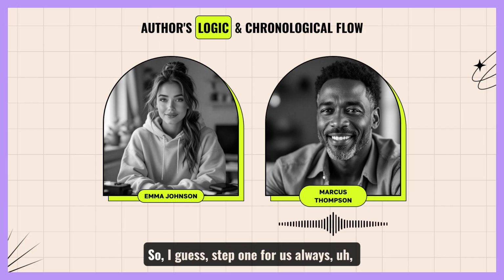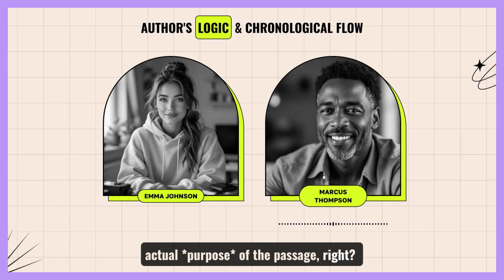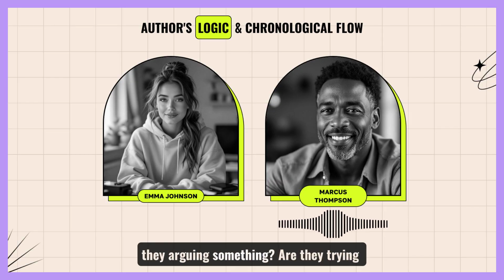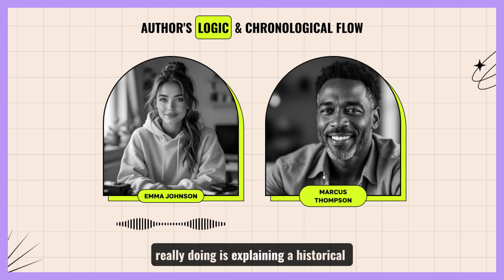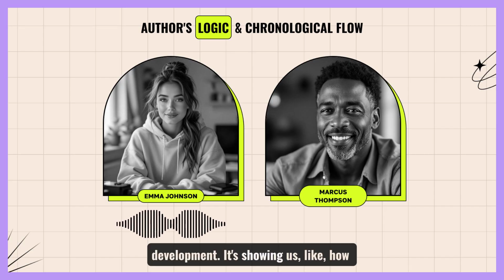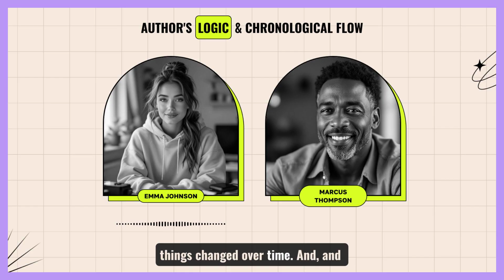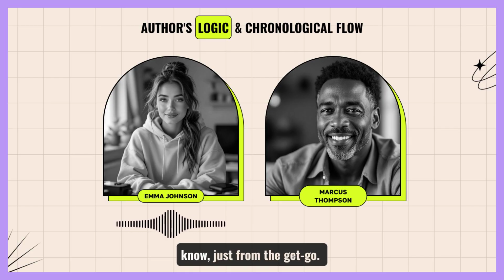Totally. So I guess step one for us always, it's got to be understanding the actual purpose of the passage, right? Like before we even touch the questions, we always ask, what is the author doing here? Are they arguing something? Are they trying to persuade us? Exactly. And this text is a great example because it's not arguing. It's definitely not persuading us of anything. What it's really doing is explaining a historical development. It's showing us how things changed over time. And that's super important to catch, just from the get-go.